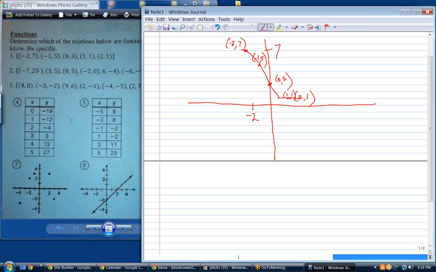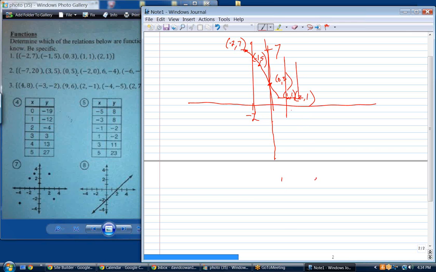Because the line doesn't cross over the same line twice. Right. It passes what's called the vertical line test. In other words, if you try to draw a vertical line anywhere through that thing, no matter where you draw it, you only encounter the y value one time.